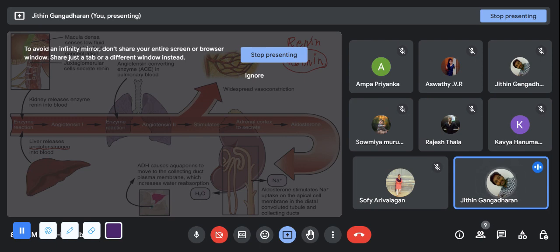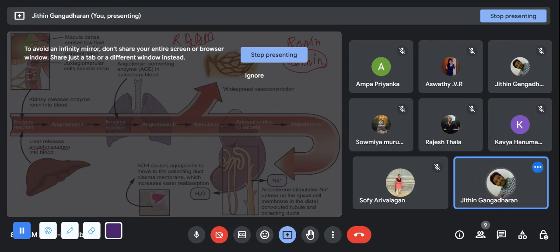Okay, so when the kidney releases, what is this? We are talking about the blood pressure controlling mechanism of the kidneys, what we call the renin, angiotensin, aldosterone mechanism. We are going to talk about this one. When the kidney understands that sodium is low, it releases the enzyme renin, and it will be released into the blood.